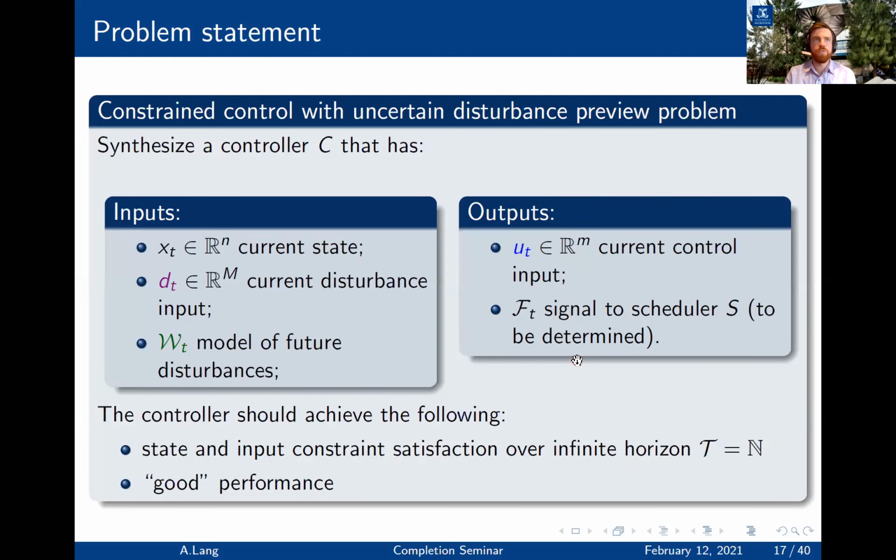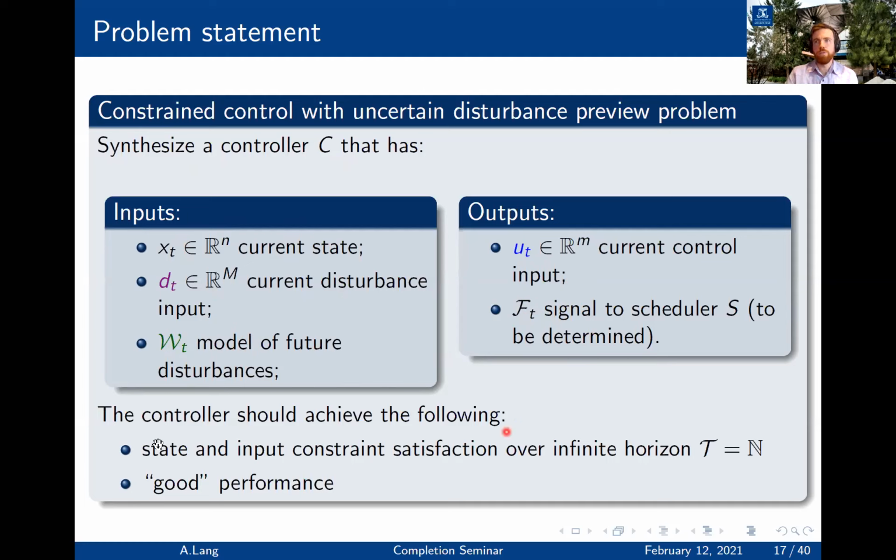And here, just restating what the controller synthesis problem is, it is to synthesize a controller C that has the inputs: the current state, the current disturbance input, which again we're assuming in this setup is measured, and this model of future disturbances. The outputs are the control input to the dynamical system, UT, and this signal to the scheduler that is going to be used to restrict how this model of future disturbances might evolve.